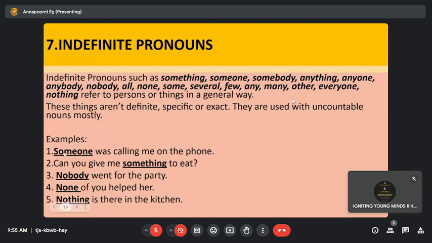Okay, so for example, someone was calling me on the phone. Can you give me something to eat? Nobody went for the party. None of you helped her. It means nobody helped her. Nothing is there in the kitchen. Okay, so you can take down these examples because indefinite pronouns are important to understand. So you can write it along with the examples.